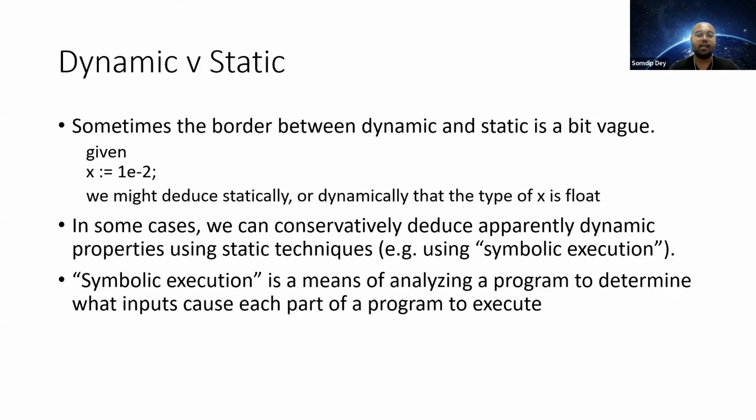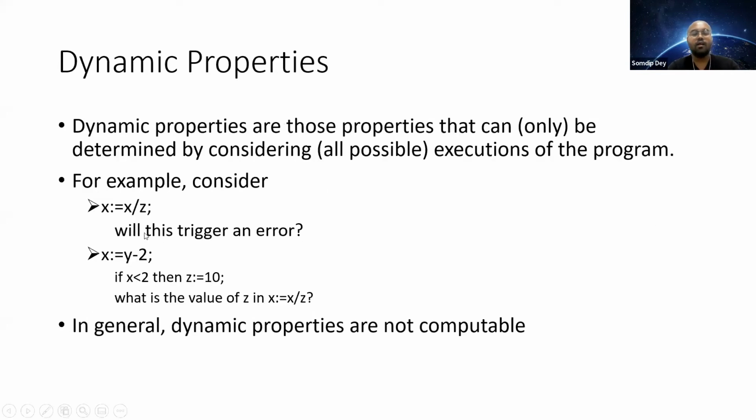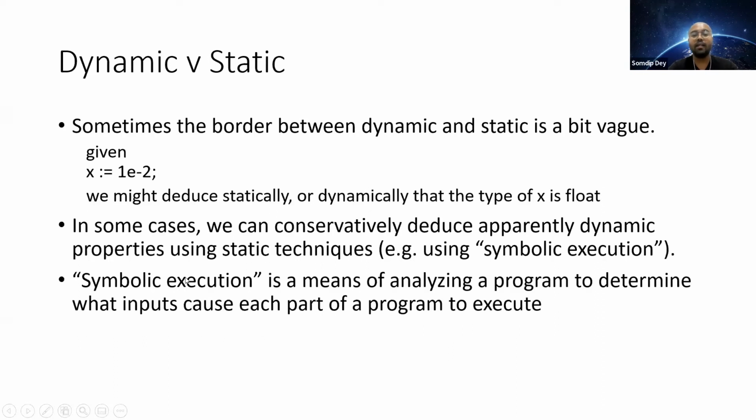So as I've mentioned earlier here, as you can see, until we know the value of z, it makes it difficult for us to consider whether there will be an error in this line of code or not for x, right? But if we are using symbolic execution, where the input is known, and based on the input we know that each part of the program is able to execute, then we are technically deducing dynamic properties using static techniques itself. So keep this in mind.